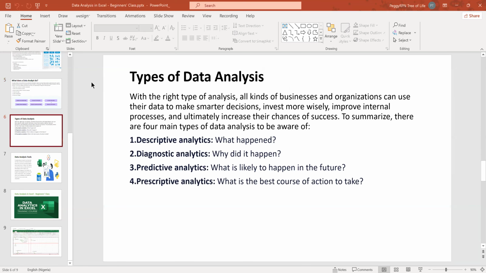So now we're going into types of data analysis. With the right type of analysis, all kinds of businesses and organizations can use their data to make smarter decisions, invest more wisely, improve internal processes, and ultimately increase their chances of success. All right, what does that mean?